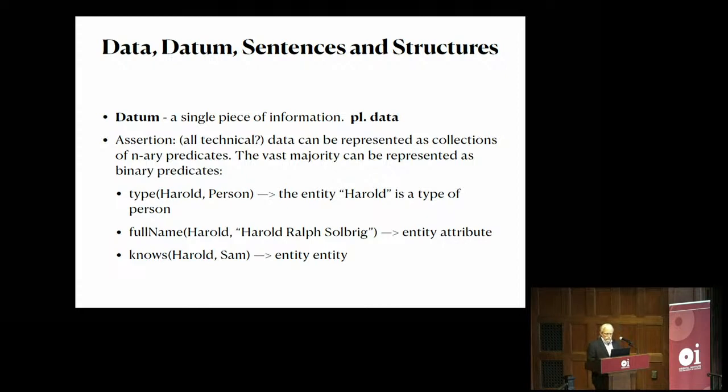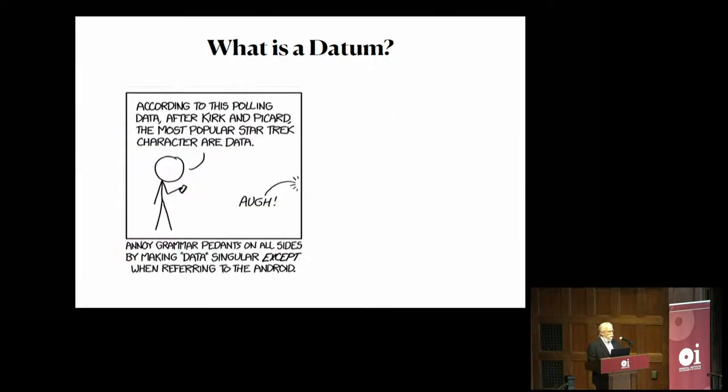I'd assert that all, at least technical data, poetry maybe not, can be represented as collections of predicates, the vast majority binary predicates. And that's really where our modeling needs to go. I need to say that the entity referenced by Harold is of type person. He has a full name of a block of text. And I'm asserting a relationship between two entities, Harold and Sam.